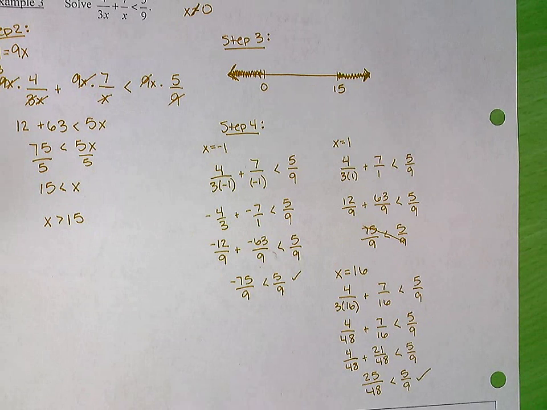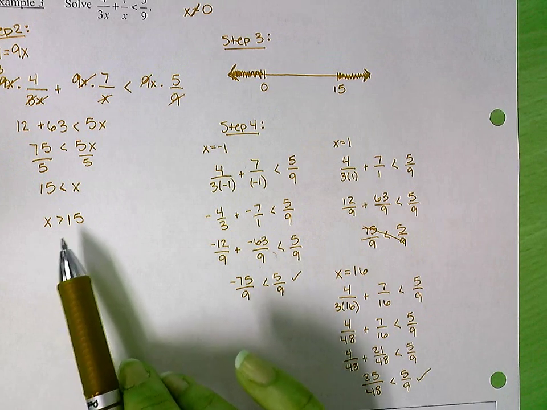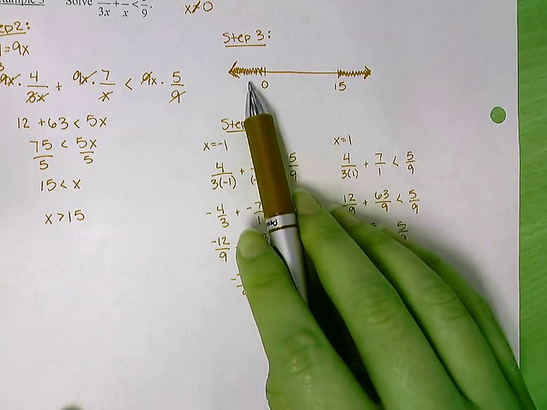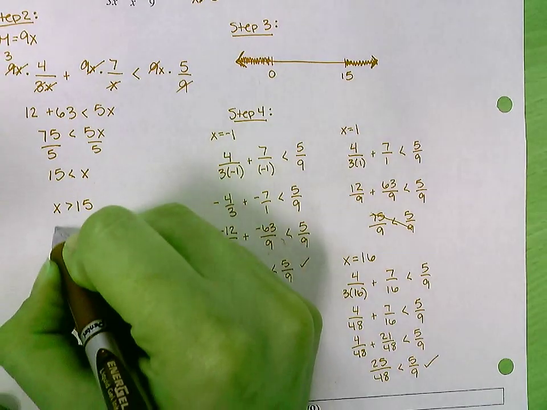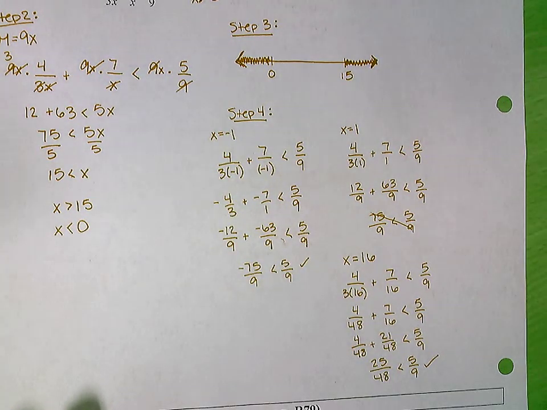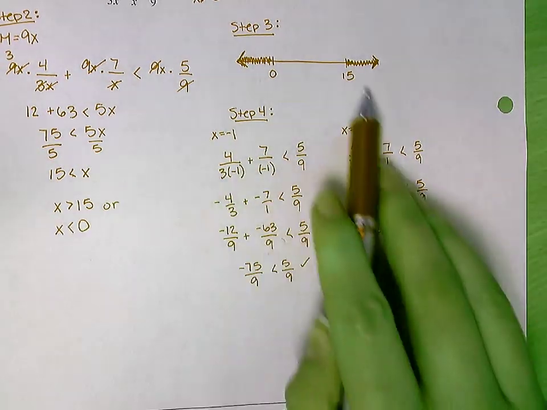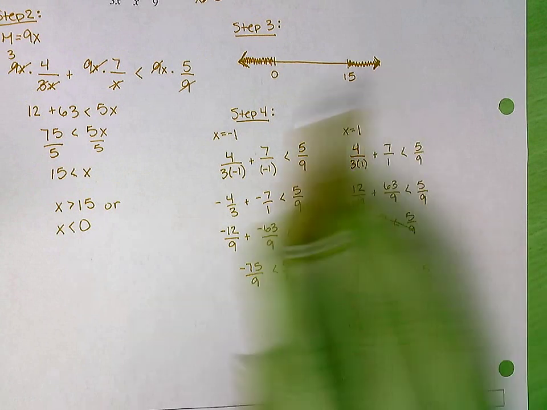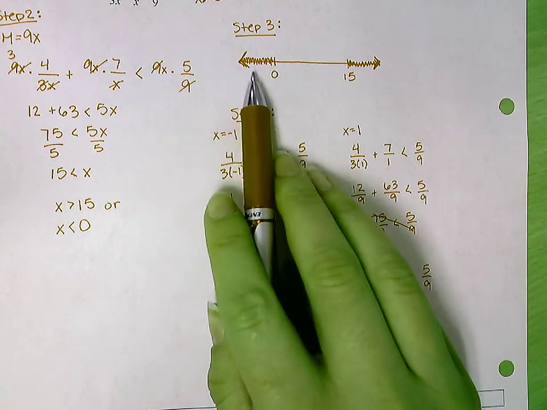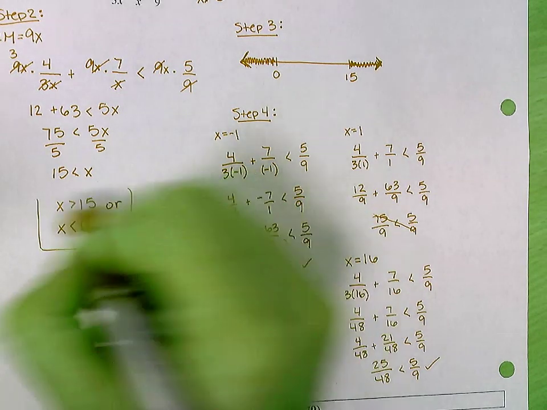Now, before you finish, I'm going to go back to where I said x is greater than 15, when I was solving. I need to also include this one right here. So I can say my x value can also be less than 0. I found x is greater than 15, but I also had to test this interval here, and I found that any number less than 0 also works. So I have to include that in my answer.